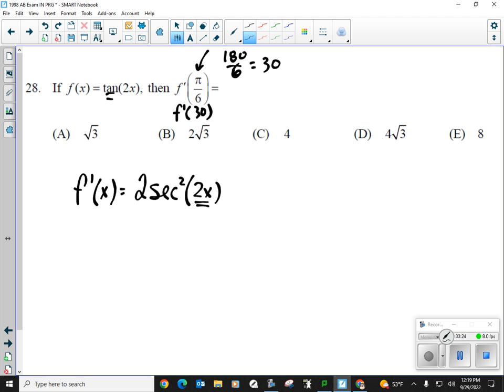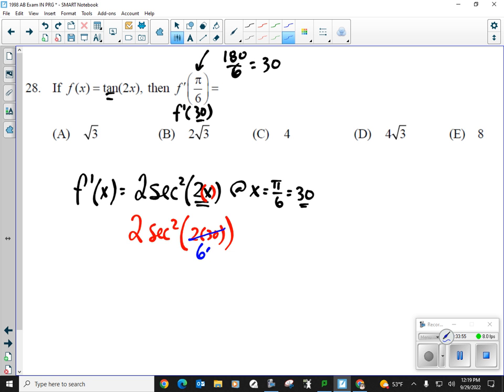I want this when x is 30 degrees. At an x value of pi/6, which is 30 degrees. I always like to work in degrees, and then if I have to convert it back to radians, I will, but I won't in this instance. So let's put a 30 in for our x, okay? 2 times secant squared of 2 times 30. Oh, that's nice. This is just going to end up being really 60 degrees. 2 times 30 is 60. All right? You're going to need your special triangle.